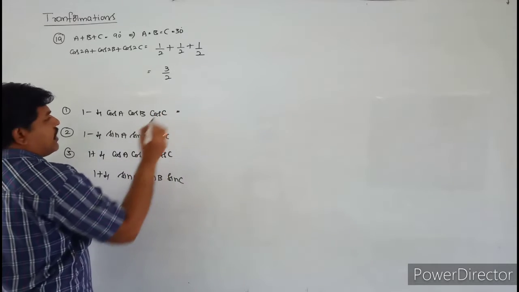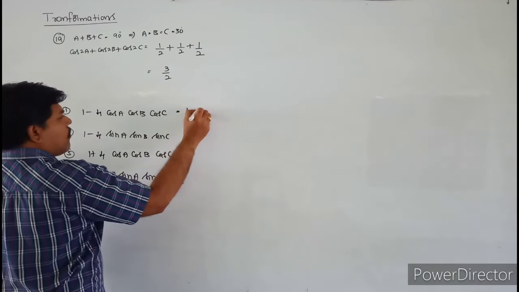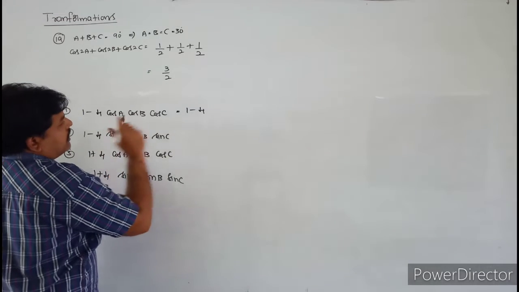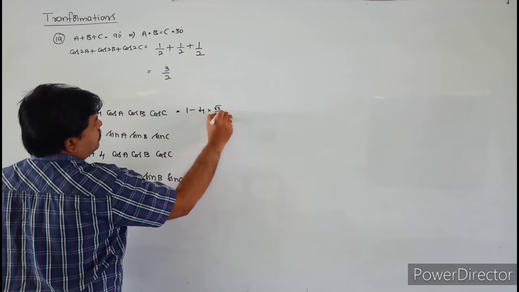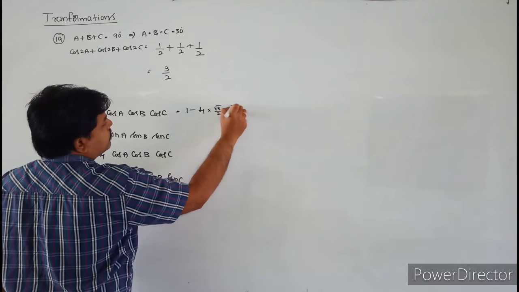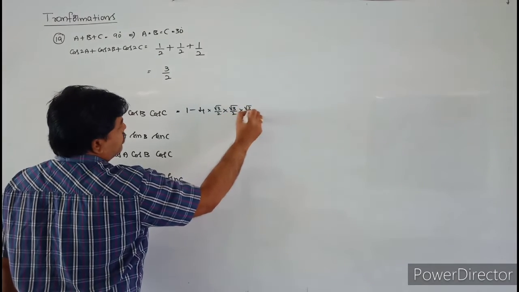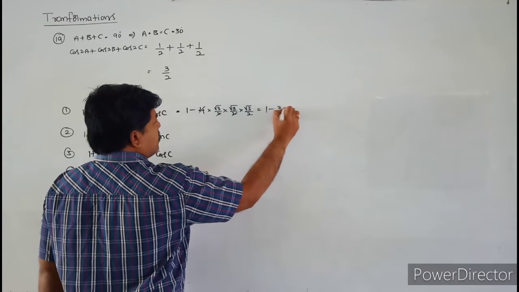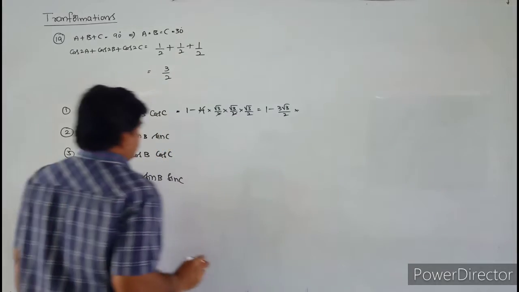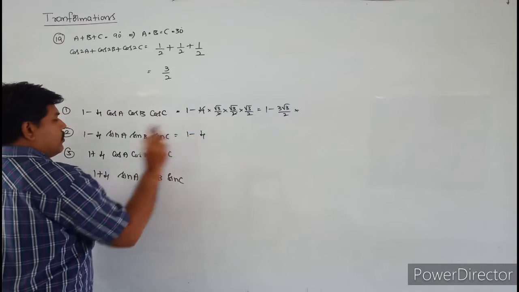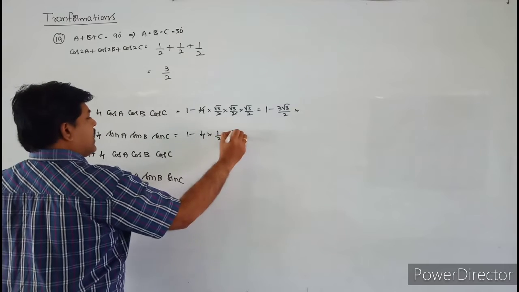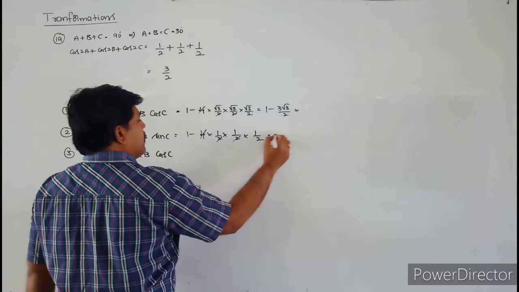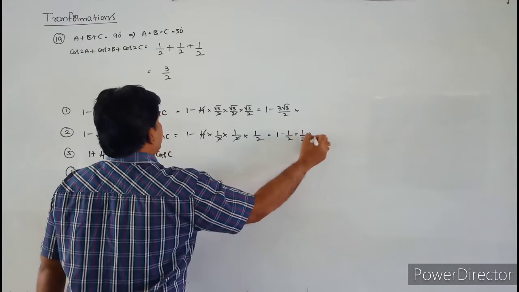So see the options also. We will verify the options also, students. See carefully: 1 minus 4 into cos a. Cos a value is cos 30, which is root 3 by 2 into root 3 by 2 into root 3 by 2. So 2 and 4 will be cancelled, it will become 1 minus 3 root 3 by 2. So it is not the answer. Check the next one: 1 minus 4 into sin a, which is 1 by 2, sin b is 1 by 2, sin c is 1 by 2. This value will be cancelled, 1 minus 1 by 2, so the answer is 1 by 2. So it is not the answer.